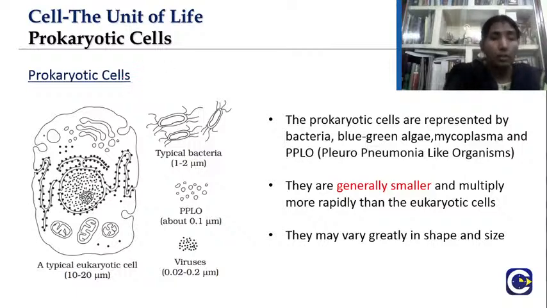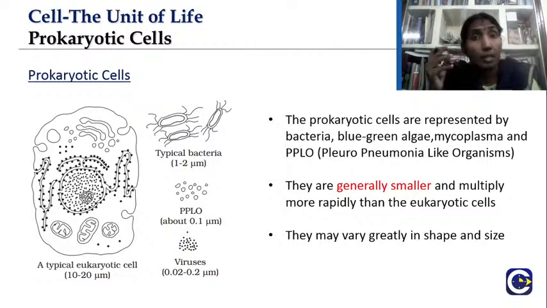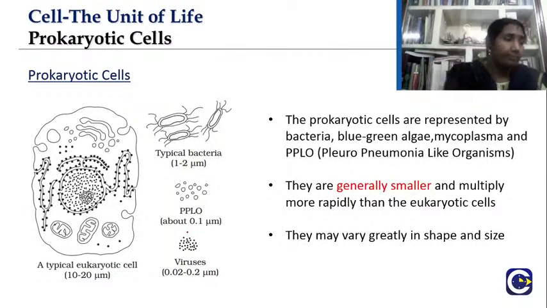So here when you look into the typical eukaryotic cell, they are around 10 to 20 micrometer, but a typical bacteria is 1 to 2 micrometer, that's around. And the PPLO are very much less. Viruses are still more small, around 0.02 to 0.2 micrometer. But look at the commotion they are making with COVID, right? They are very bad, right? So look into the eukaryote and see what the various prokaryotes are.